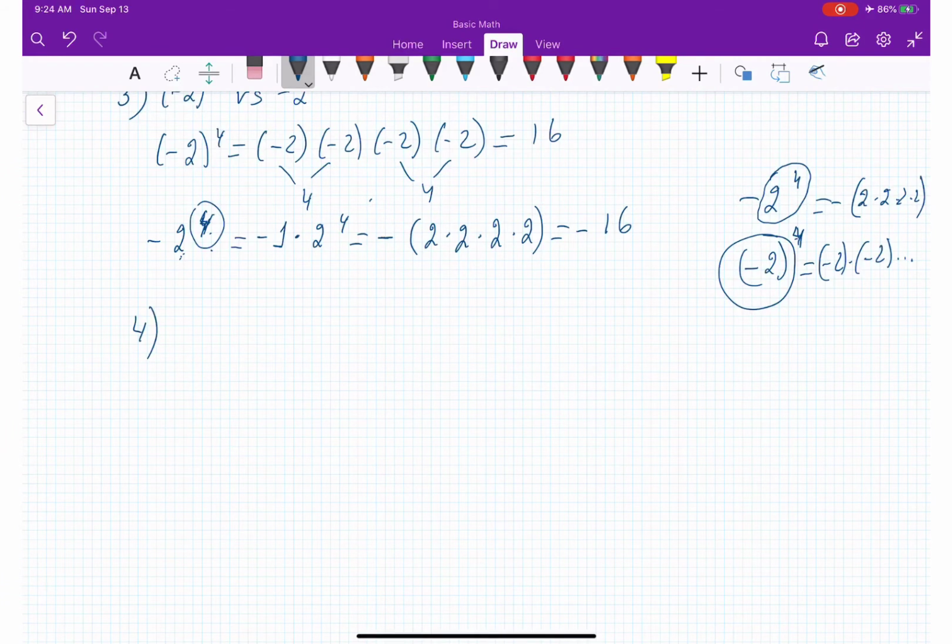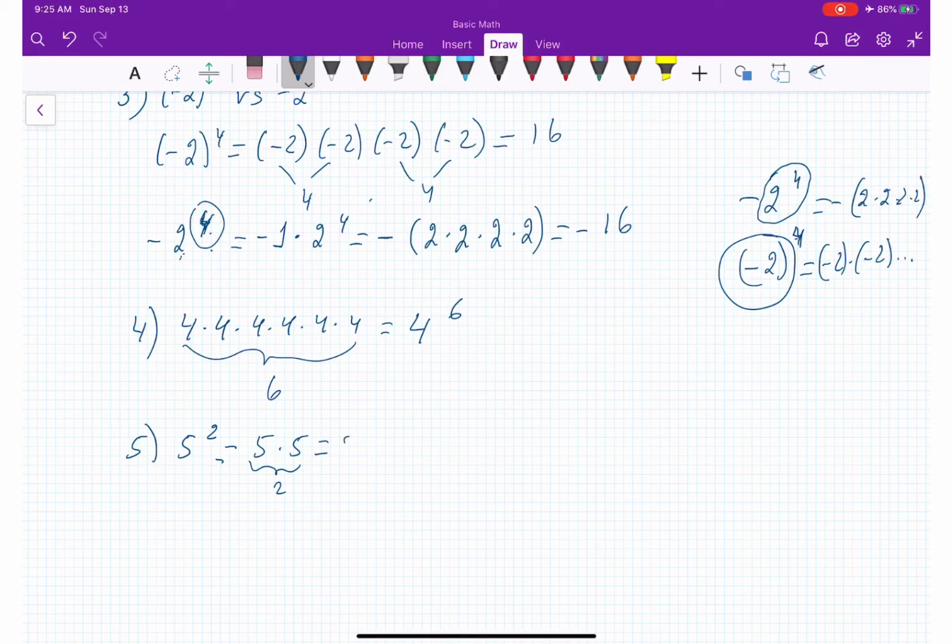Question number 4. Okay, if we have 4 times 4 times 4 times 4 times 4 times 4, how many times we have here? 6 times, right? So in the format of exponent, we can write down 4 to power 6. Next, number 5. 5 to power 2. 5 to power 2 is what? 5 times 5, right? 2 of them. 25.